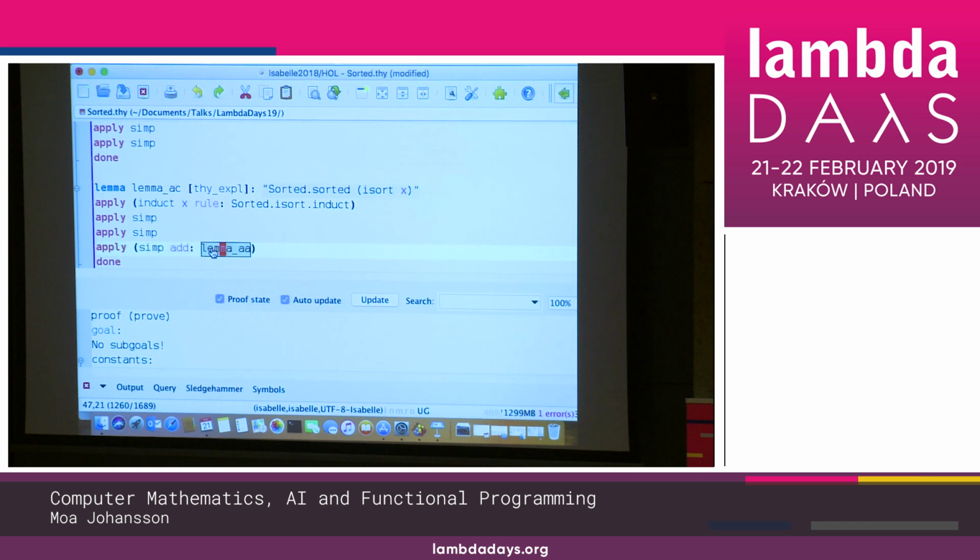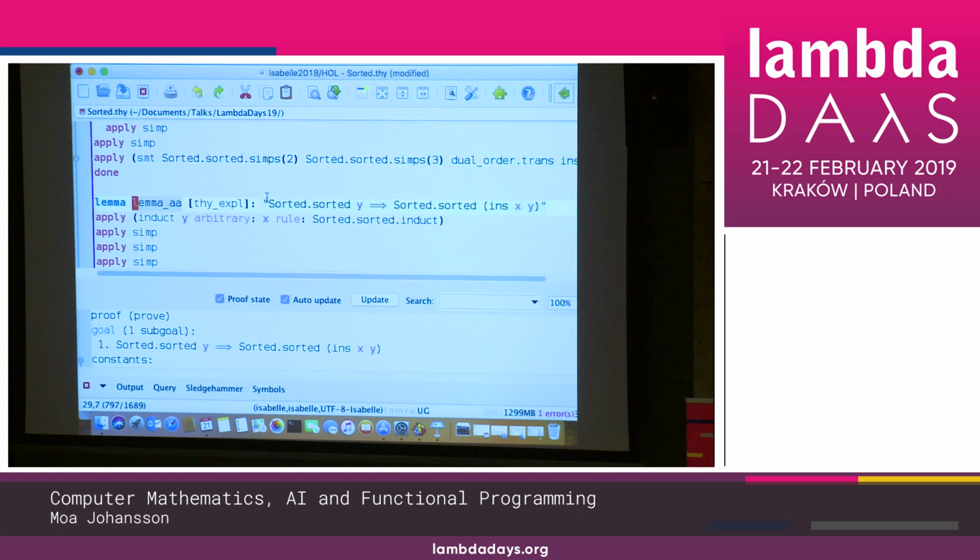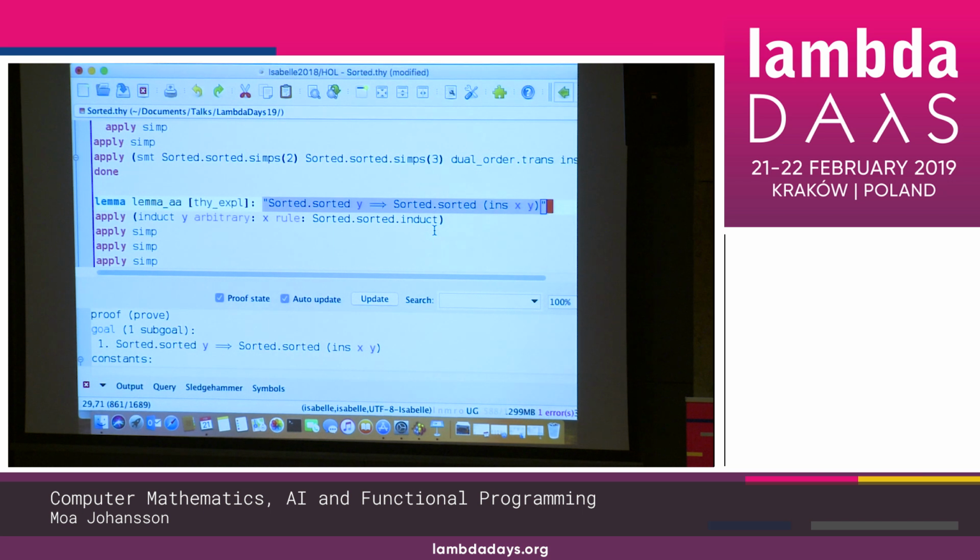So let's look at this lemma AA that we apparently needed to prove the homework. Well, that's what you expect. This is the key lemma that took me a long time to come up with as an undergraduate. It says that if a list Y is sorted, then if I insert some element X into it, it's still sorted. And that's also proved by induction and a bunch of simplifications. Okay, so that's very cool. We can cheat on our homework.